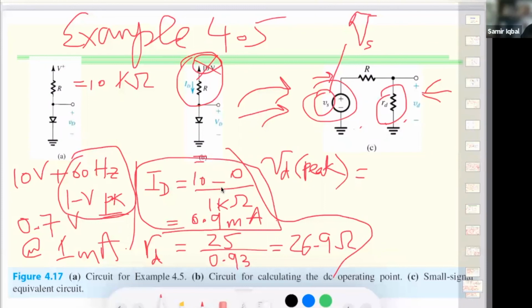So this is where we have 10 minus 0 over 1 kilo. This should be straightforward. Oh, sorry, it is not 0, it is 0.7 here. Yeah, I screwed up. Sorry, this was 0.7. Who made me write this equation? It's okay, that's a learning point. It's 0.7. We have the diode there. For DC analysis, we could not ignore this voltage.